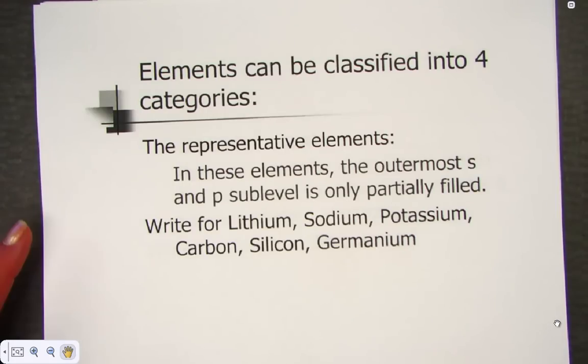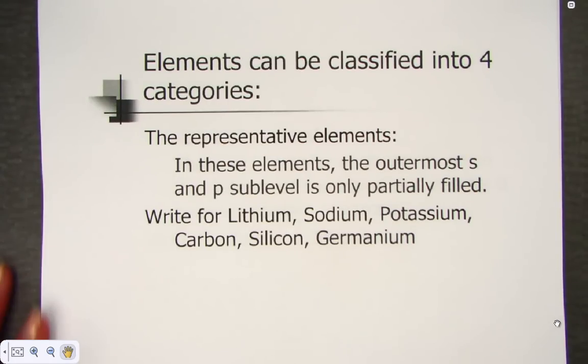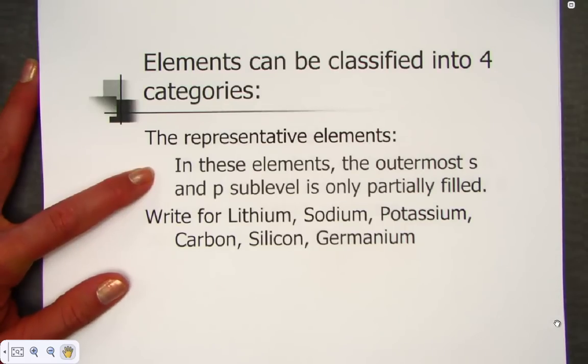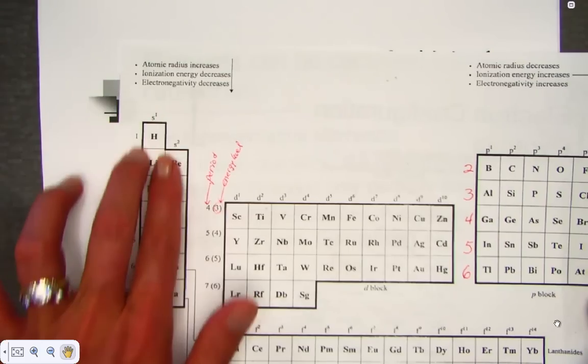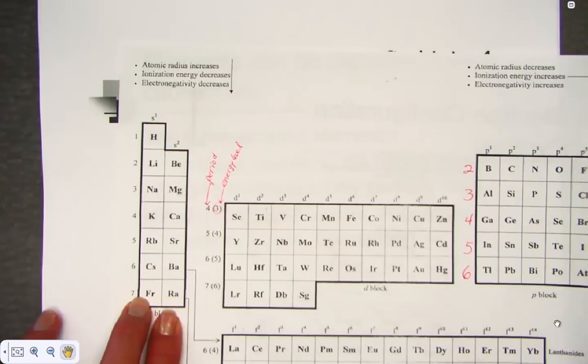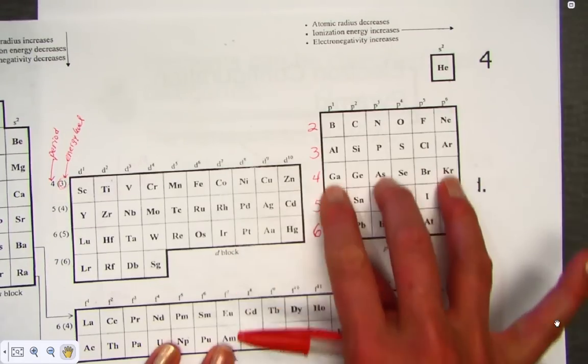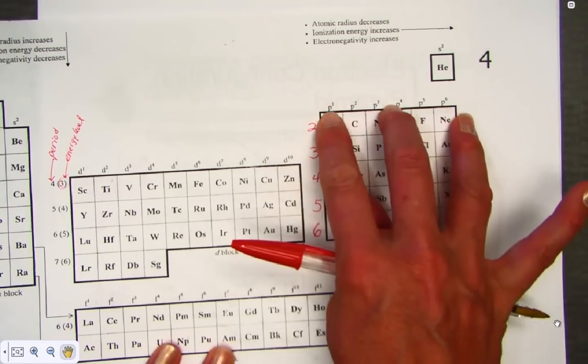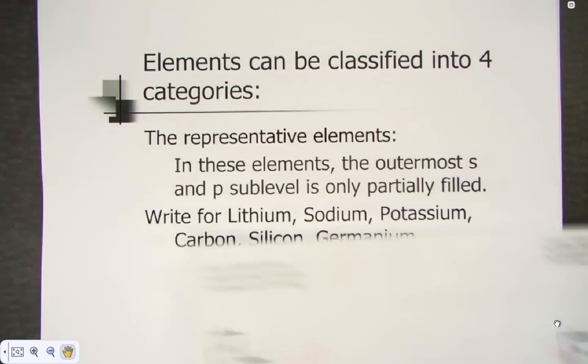A second category of elements are called the representative elements. Those are the elements, of course, in the tall columns. Let me show you on our chart. Representative elements lie in the S block, and these representative elements lie in the P block. We called those the group A elements.